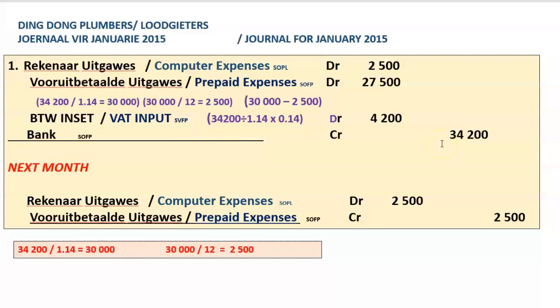What is going to happen in the month of February? In the month of February, I'm going to recognize another 2,500. So I will debit again my computer expenses, statement of profit or loss, 2,500. And now I'm going to credit my prepaid expenses with 2,500. How much expenses will be prepaid at the end of February? 10 months times 2,500 equals 25,000. What will the balance be at the end of February? 27,500 less 2,500, and that balances back to my 25,000, which equals 10 times 2,500.